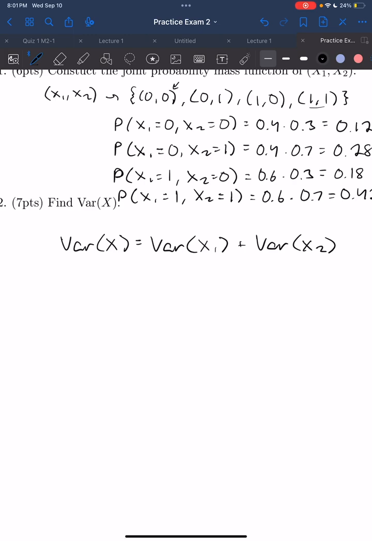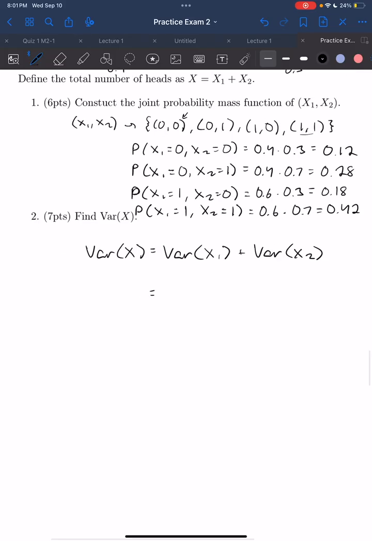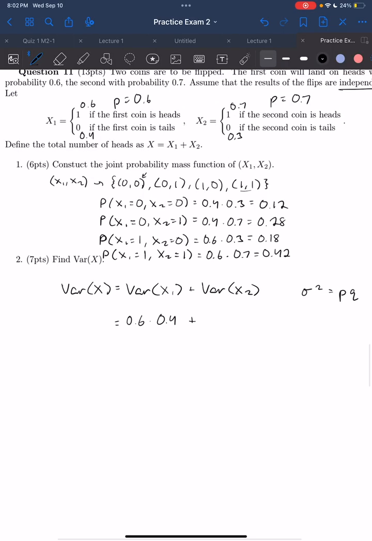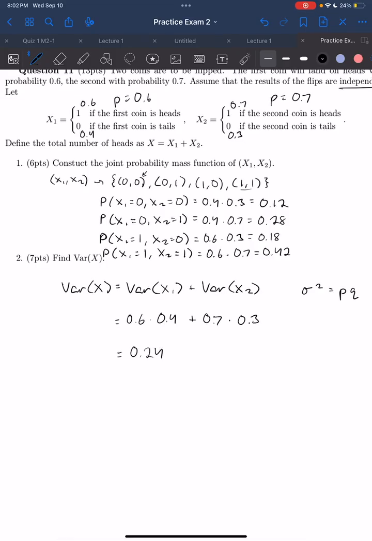So now we can solve using that. For x1, our probability of success is 0.6, and our probability of failure is 0.4. And then we can add x2, so that's probability of success 0.7 times the probability of failure, which is 0.3. And then that would be 0.24 plus 0.21, which is equal to 0.45. And that would be our answer.